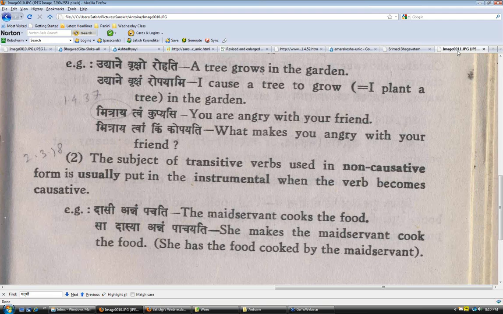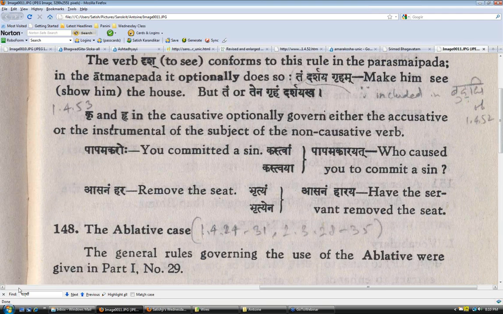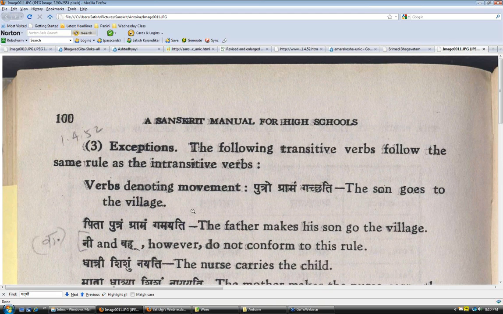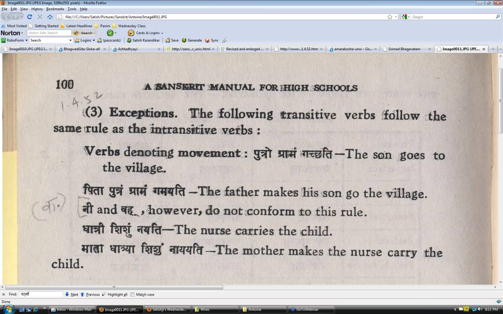Now, the next page, we see this page says that the exceptions. Now, it's going to 1452 in detail. So, the following transitive verbs follow the same rule as the intransitive verb, which means 1452. That's what he means. So verbs denoting movement. The gatyartha, we already saw that. Putro gramam gacchati, the son goes to the village. Pita putram gramam gamayati. So we saw that. Now he's talking about ni and vah. Do not conform to this rule. That's what we saw in the Kashika.